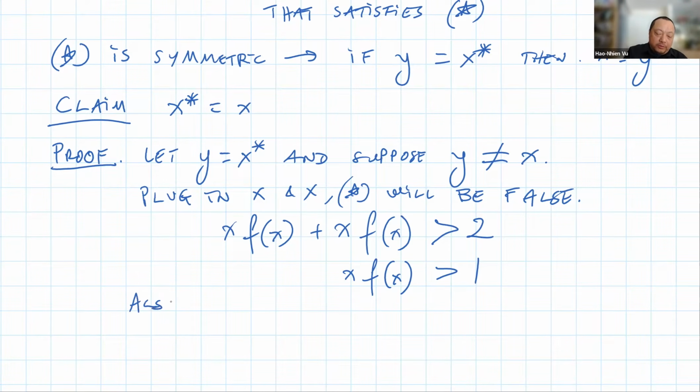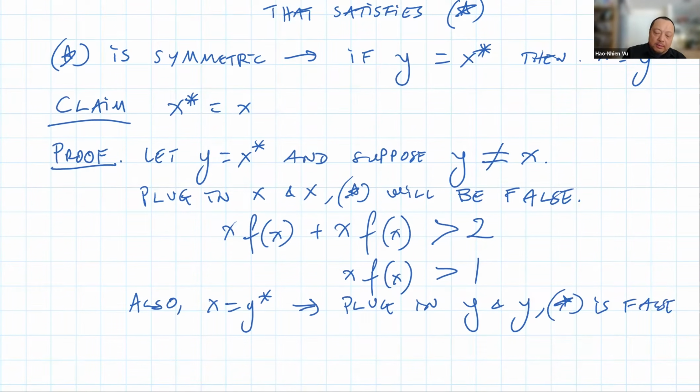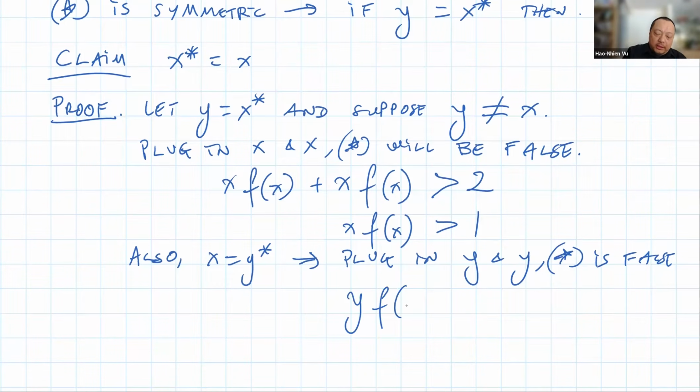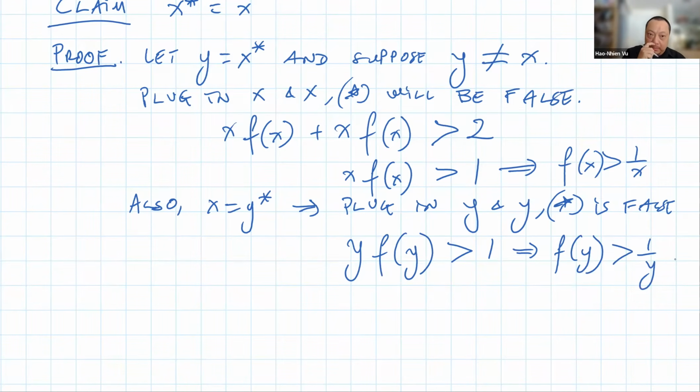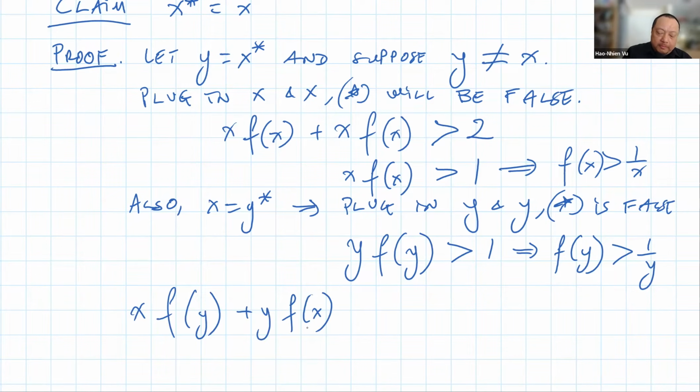And also because of the symmetry, if I plug in y and y, the inequality star is false. So that means y f(y) is also going to be greater than 1. This one means f(x) is greater than 1/x, and this one means f(y) is greater than 1/y. So now what happens if I do x f(y) plus y f(x)?